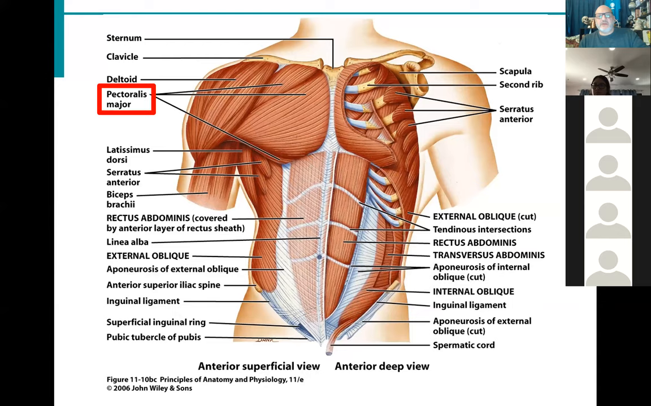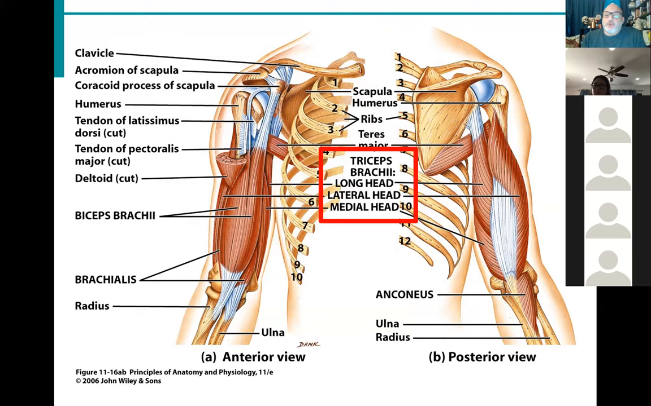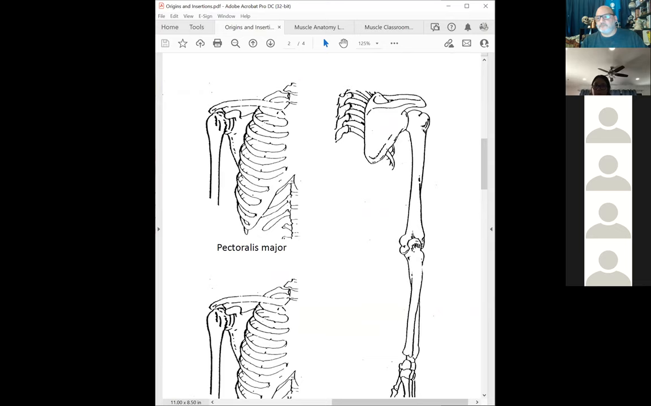The good news is we only have one more muscle we have to do the origins and insertions for. The bad news is it's the triceps brachii. And so why is that bad news? Because there's three origins? Yeah, three heads, three bellies, three origins, exactly. So let's draw them first. Let's identify them by name.